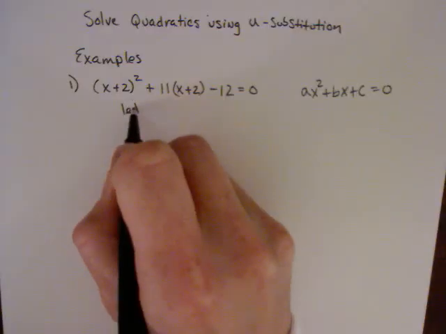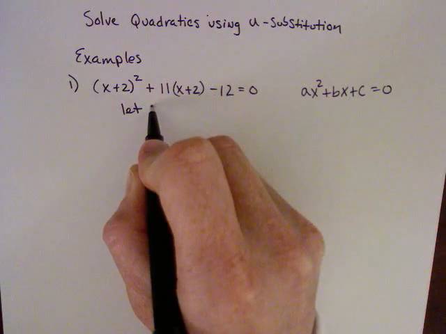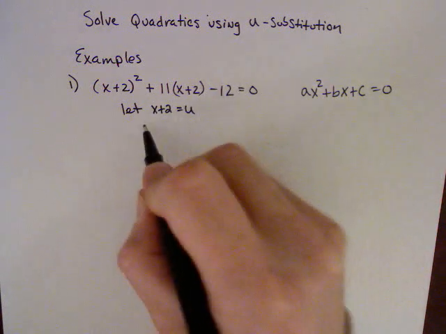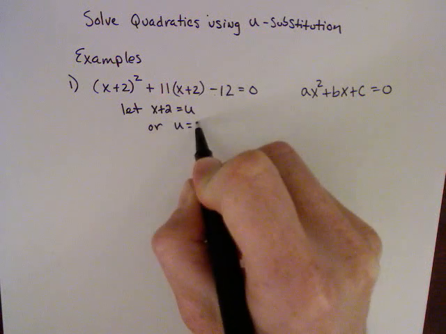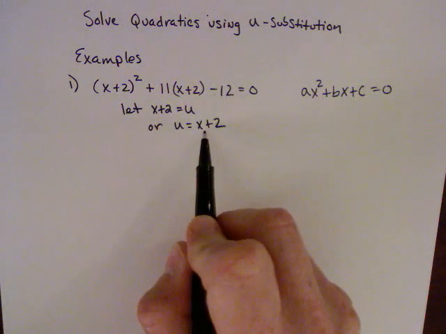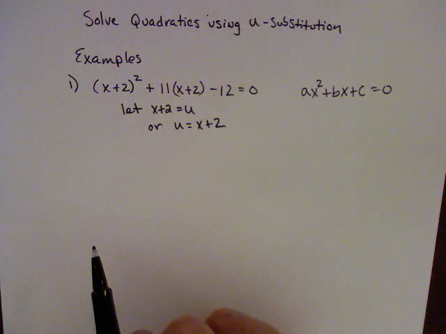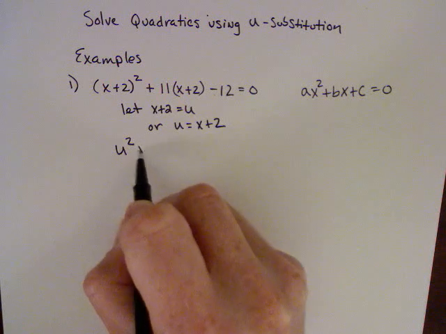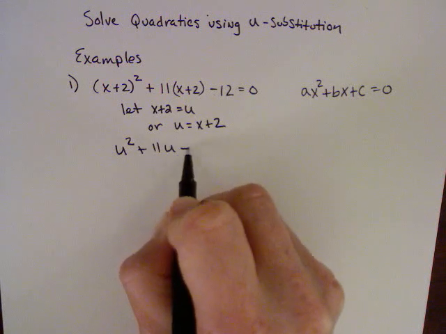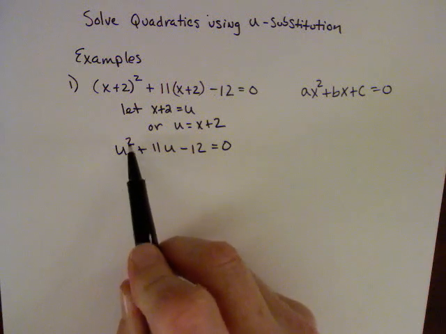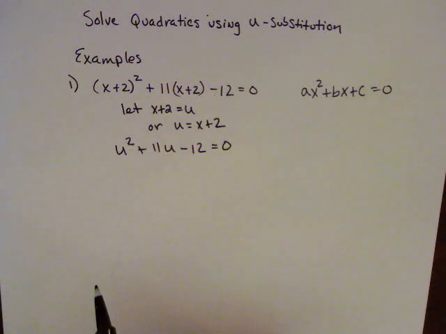We're going to let our expression x plus 2 equal u, or u equals x plus 2. Every time we see x plus 2, we're going to substitute the variable u. So that would get us u squared plus 11u minus 12 equals 0. Notice we have a quadratic, u squared plus 11u minus 12 equals 0.